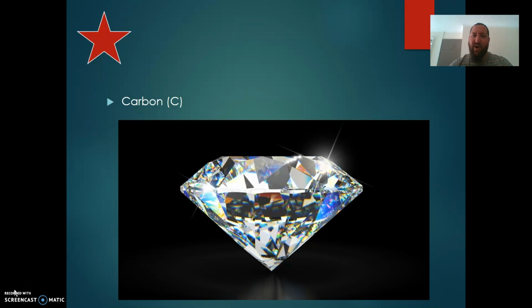Now diamonds are made of carbon as well. Carbon is an incredibly interesting element because it can be arranged in all these different patterns and give you very, very different types of materials. Everything from coal, the burnt bits on your toast, to diamonds. So we'll look at carbon in a bit more detail later on and all the different types or allotropes that it can form.